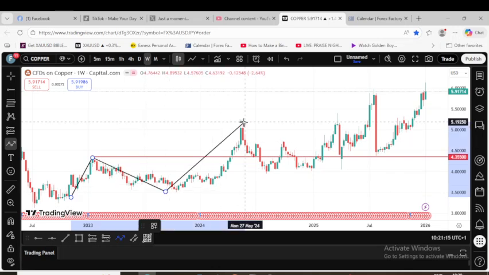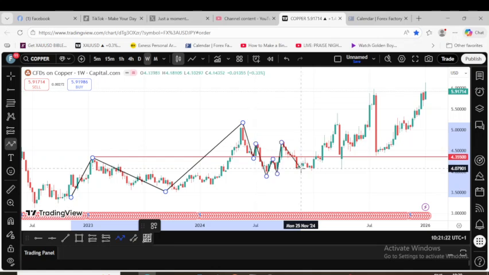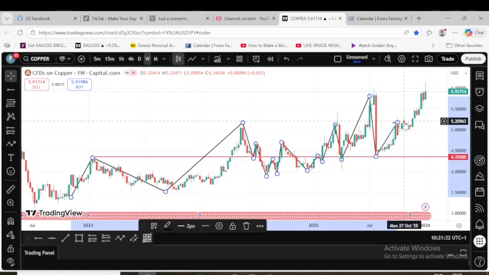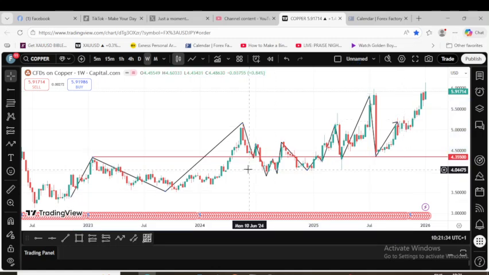Price passed through it, but then came back to retest it. Retested it again, and passed through it twice. After passing through it twice, I would have said, okay, this zone is no longer valid. But price came to show some respect here. Price did the same here, and then price did the same here. So that means that this zone is still valid.